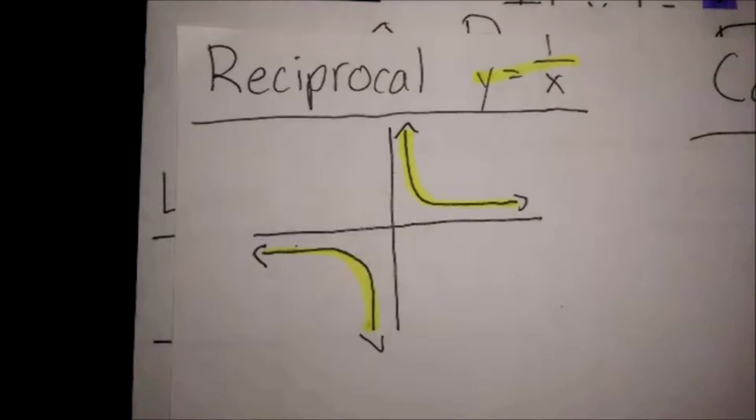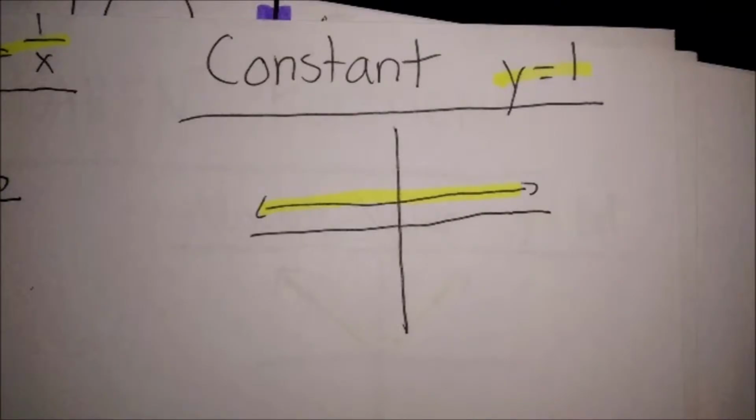Reciprocal is y equals 1 over x and has two graphs on the graph. One is curving up and one is curving down. Constant is y equals 1 and is a straight constant line.